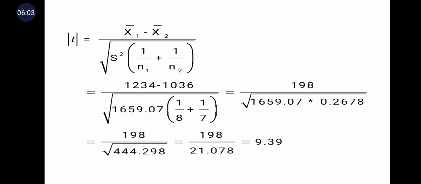You multiply the standard deviation value and the n1, n2 values, and take the root of this value, 444.298. The root of this value is 21.078. You cancel the value, so modulus of t equals 9.39. This is the calculated value.